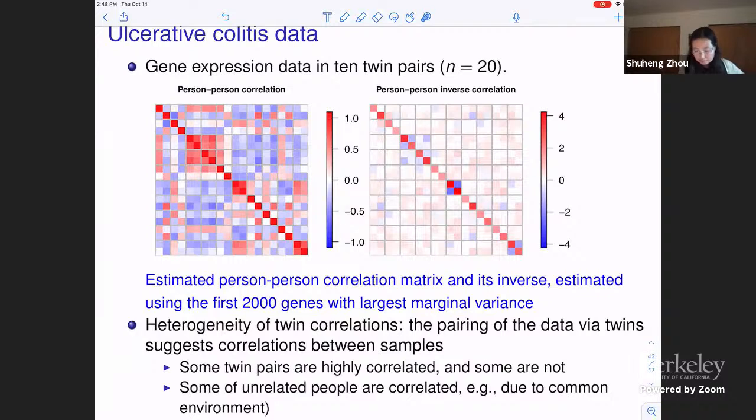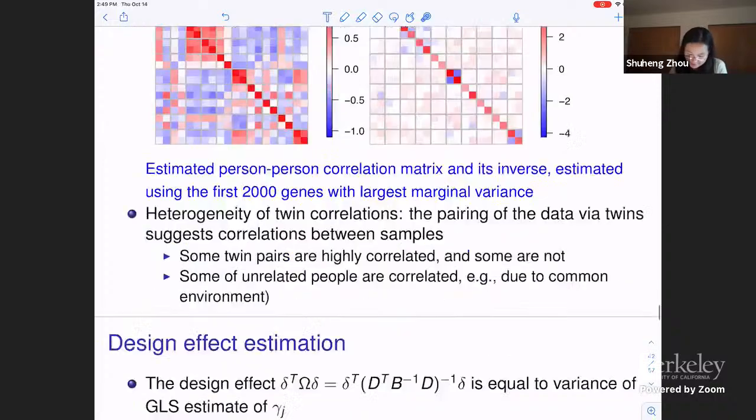Algorithmic collectors data. So as you can see, we estimated those inverse correlations based on the penalized method. And you can see in all these blocks that most of the twins still show correlation. And this is perhaps more visible when I show you the graphs. And then you can see some twin pairs are highly correlated and some are not. And some of the unrelated people seem to be correlated.